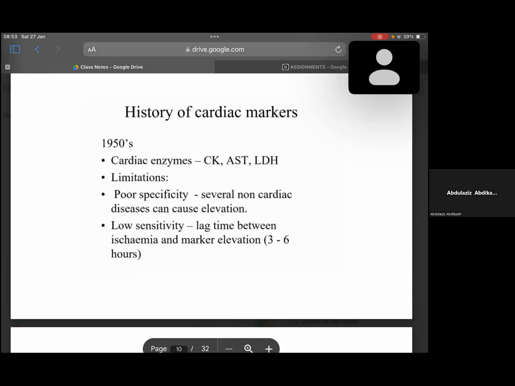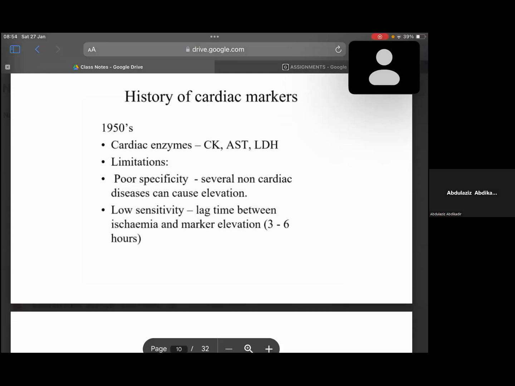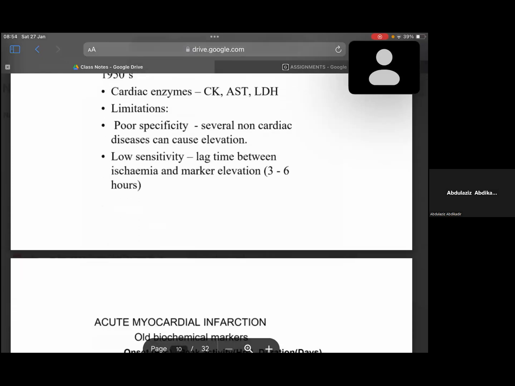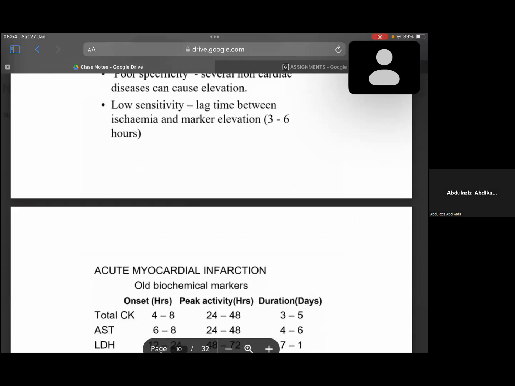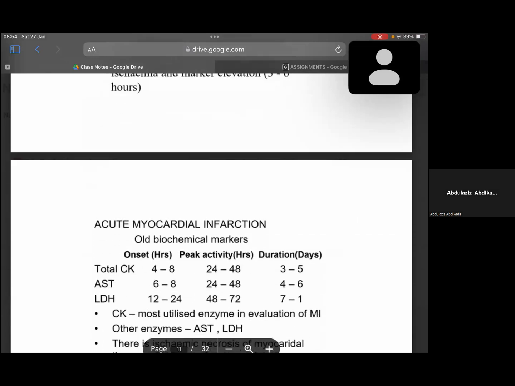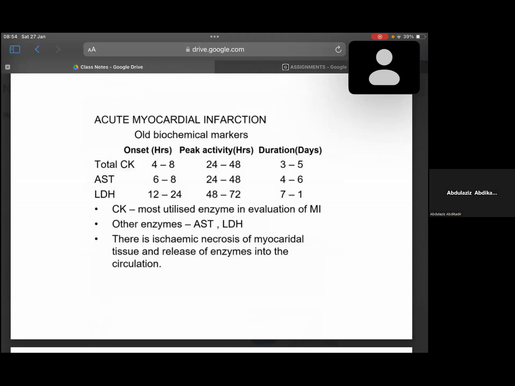Also low sensitivity. I told you of the lag time after ischemia. So if I'm just there at the KNH ground floor and I get an MI, I'm taken to Ward 7C, do biomarkers, nothing, you will not find. So the CK is the most utilized enzyme in the evaluation of the MI. The other enzymes are AST and LDH.